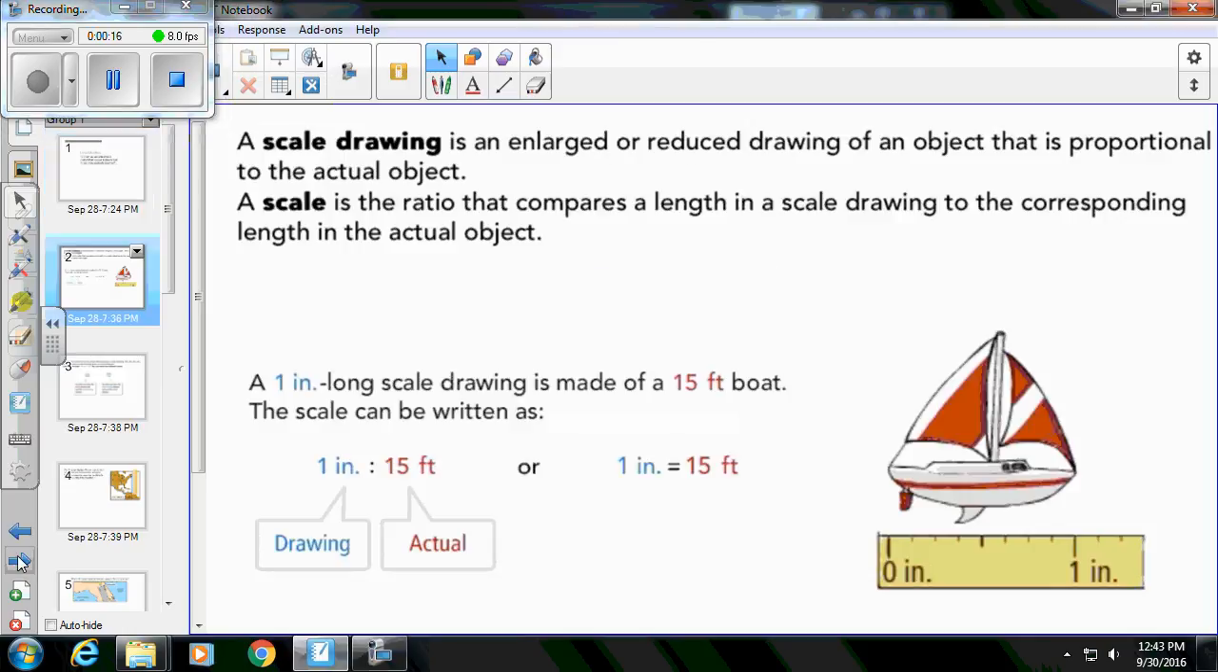A scale drawing is an enlarged or reduced drawing of an object that is proportional to the actual object. Think of blueprints for the school, or blueprints for a house, or a scale model, okay?